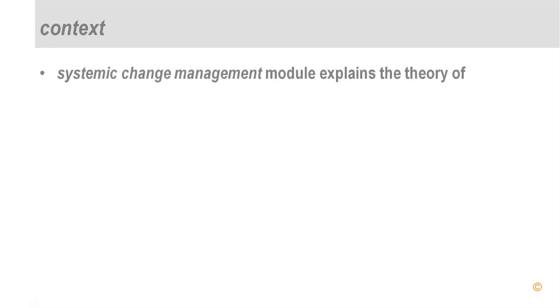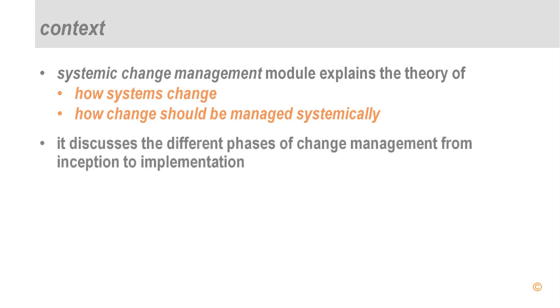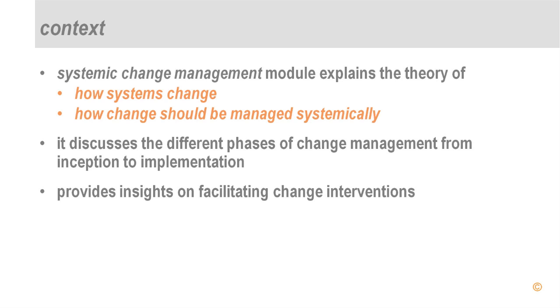The context of this module is that it explains the theory of how systems change and how change should be managed systemically. It gives methods for managing the different phases of change interventions, from the inception to the design to the implementation planning and eventually the implementation of the design. This module discusses how we can facilitate these various phases, how we prepare for the intervention, how we can facilitate its implementation, and what the various considerations around this are.